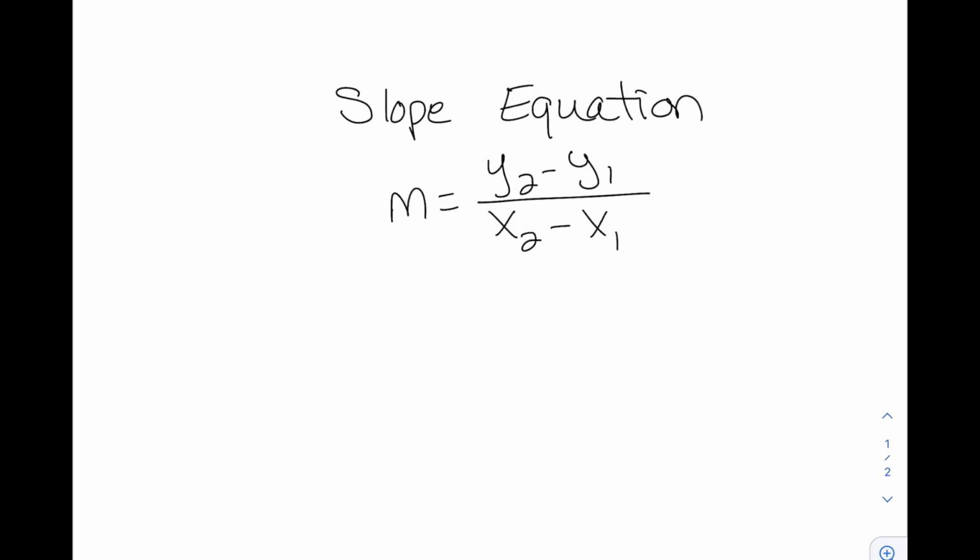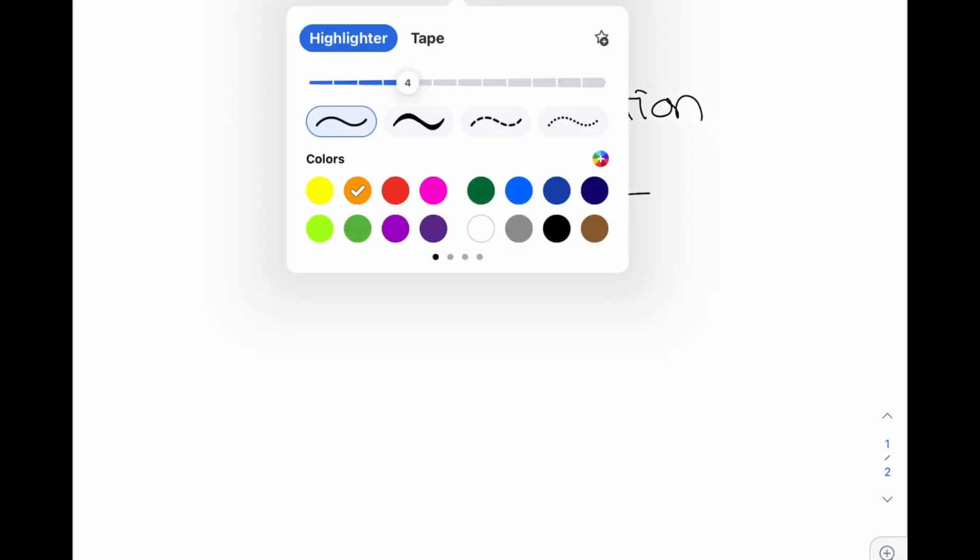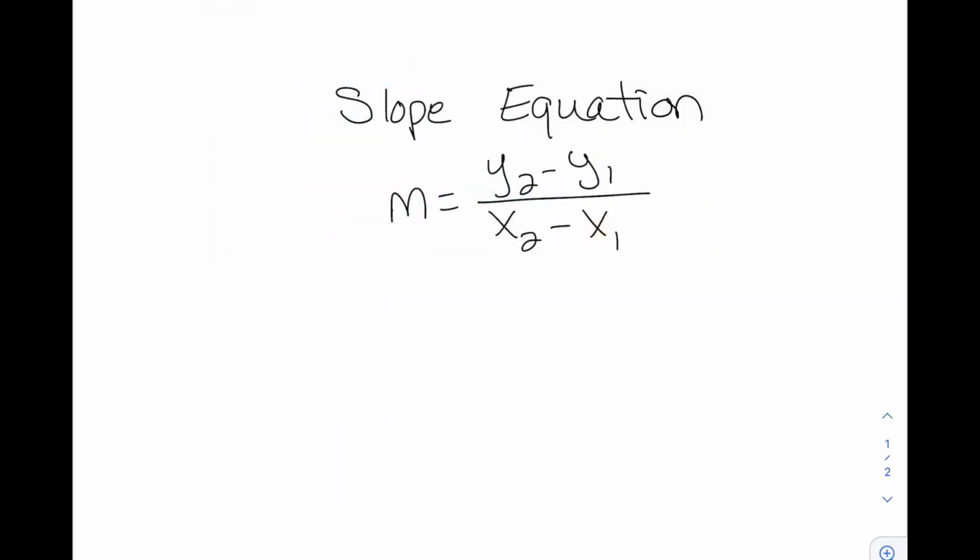So the slope equation is one that you're going to need to memorize. M equals y2 minus y1 over x2 minus x1. Let's talk about what all of those parts mean. First of all, whenever we're doing linear equations, m is always slope. That stands for slope. It's the variable that represents the slope of a line.